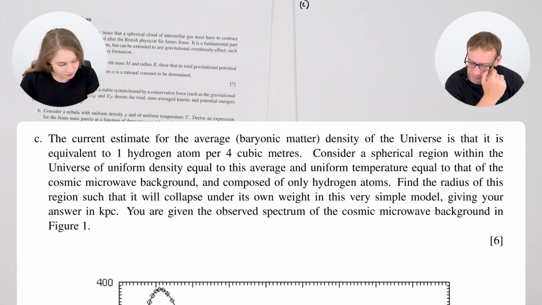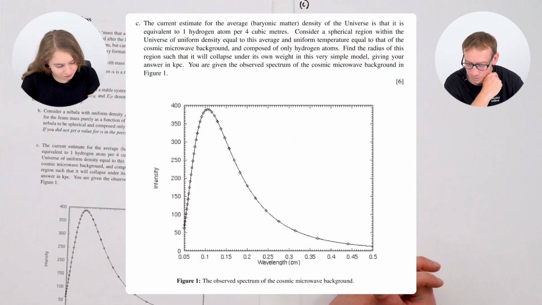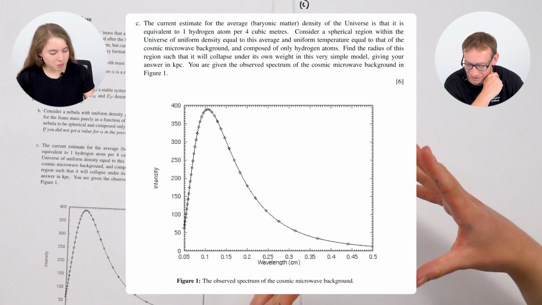Okay, so that's incredible. Consider a spherical region within the universe of uniform density equal to this average, and uniform temperature equal to that of the cosmic microwave background, and composed only of hydrogen atoms. Find the radius of this region such that it will collapse under its own weight in this very simple model, giving your answer in kiloparsecs. You are given the observed spectrum of the cosmic microwave background in figure 1. There's a few parts to this.